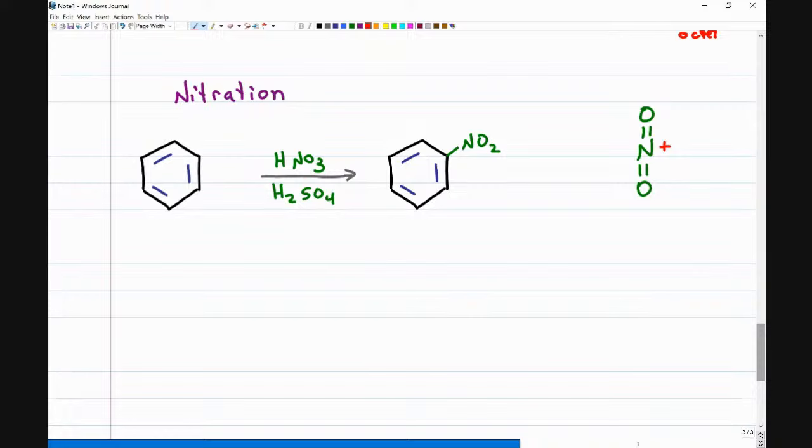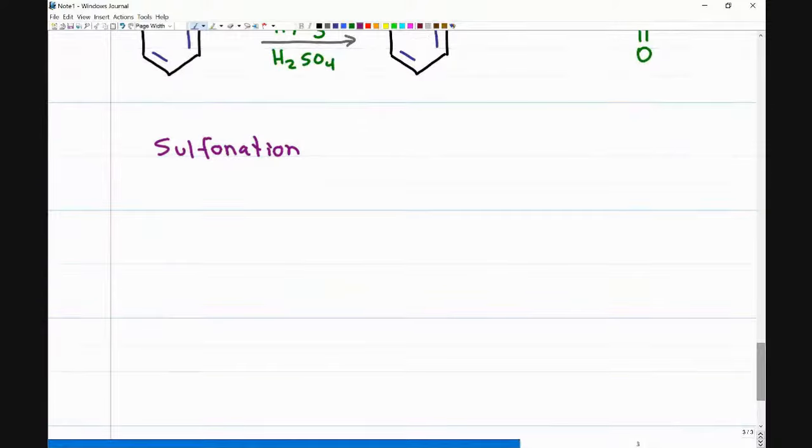The next one that I want to look at with you is sulfonation. And sulfonation is one that students sometimes confuse with nitration because of the sulfuric acid, but I want to show you the difference to make sure that you understand. For sulfonation, I have a benzene ring reacting with SO3 in the presence also of H2SO4. The H2SO4 is used to activate it.